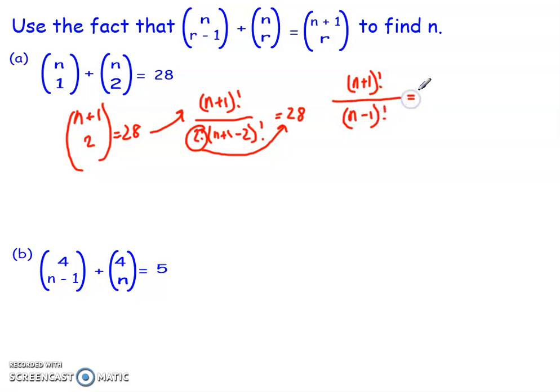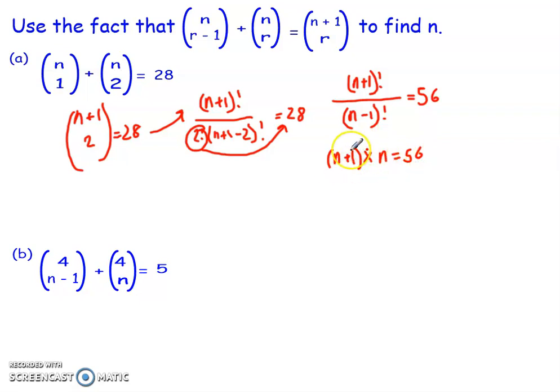factorial equals 56 again. So n plus 1 factorial is n plus 1 times n times n minus 1 and so forth. The bottom, the n minus 1 factorial is n minus 1 times n minus 2 and so forth. So again, I can cancel out chunks of the top and bottom, and all I'm left with on the top is n plus 1 times n is equal to 56.